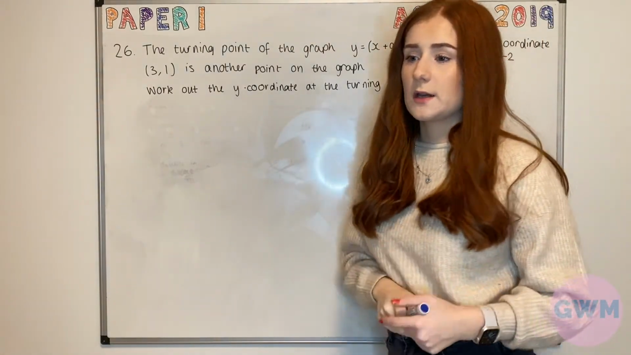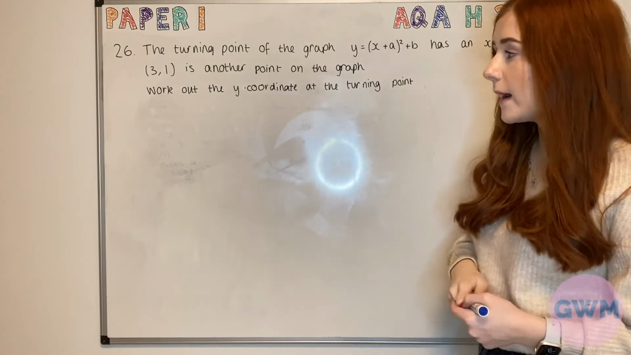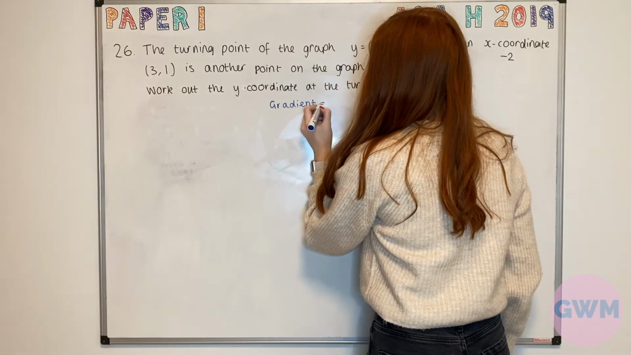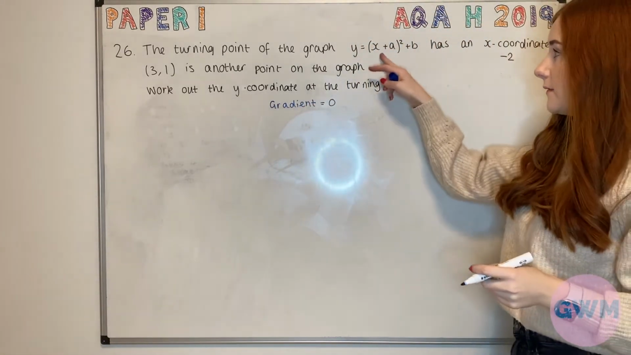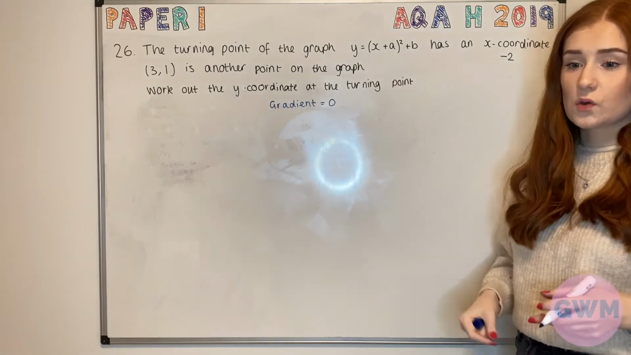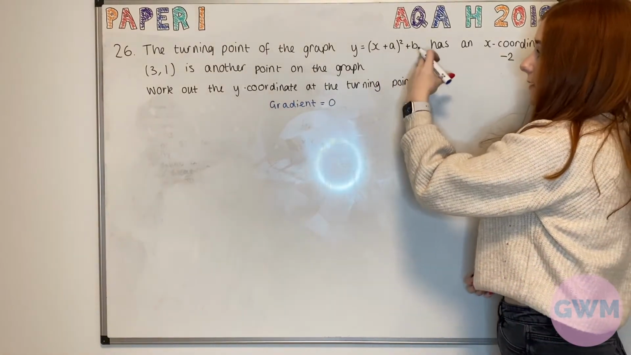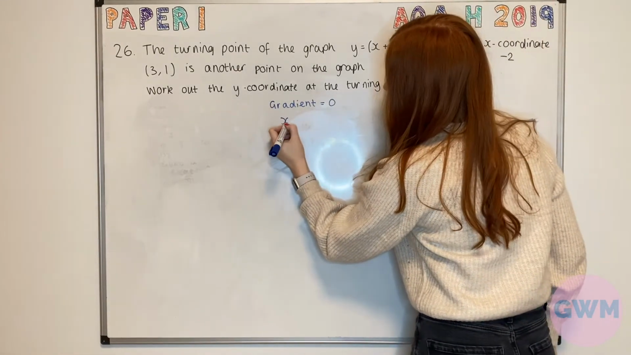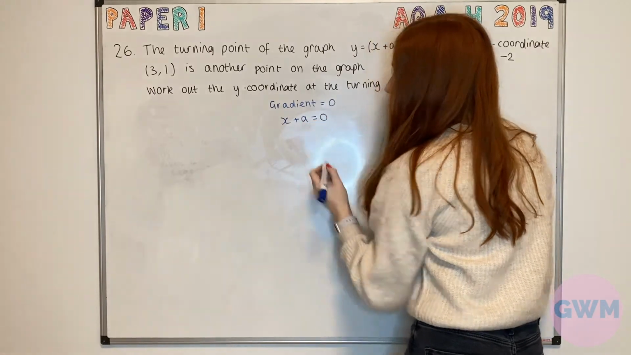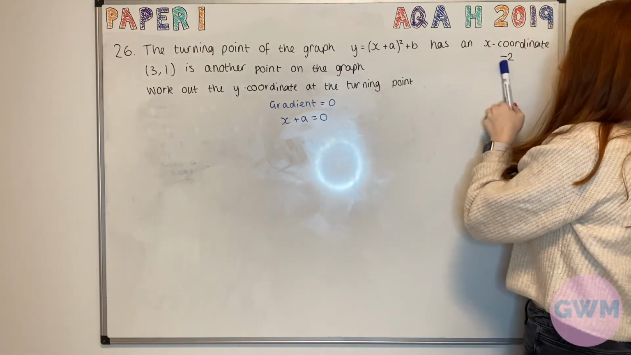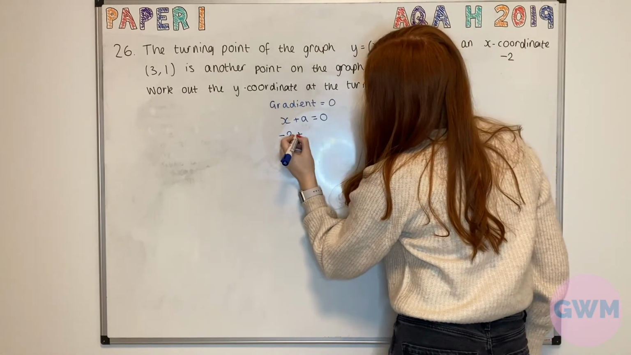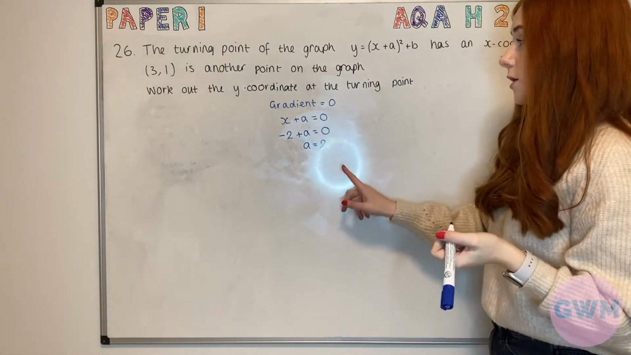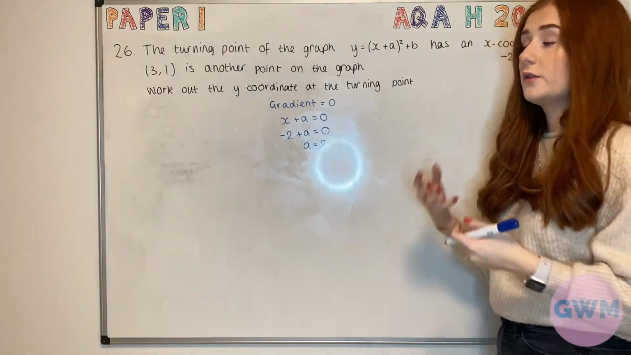Okay, so what's important about turning points? A turning point in a graph is when the gradient of the graph equals 0. And so the gradient of this graph is going to be this term inside the square. So if we know that this has to equal 0 at the turning point, and we know the x coordinate at the turning point, we know a straight away. A has to be 2. So that is all based on the fact that it's a turning point and the gradient is 0.